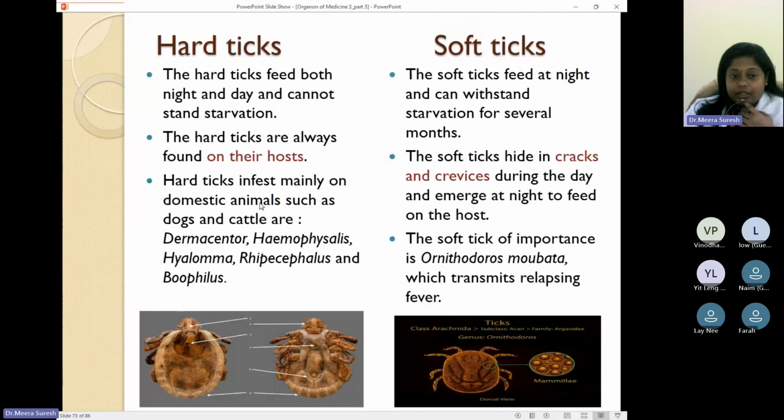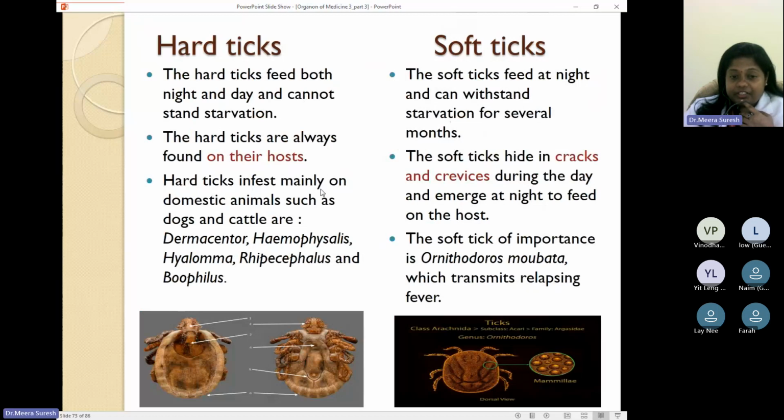Now, there are some anatomical and physiological differences between hard ticks and soft ticks. The hard ticks feed both day and night and cannot stand starvation, whereas soft ticks feed only at night and can withstand starvation for several months. The hard ticks are always found on their host, whereas the soft ticks hide in cracks and crevices during the day and emerge only at night, because they mainly feed at night.